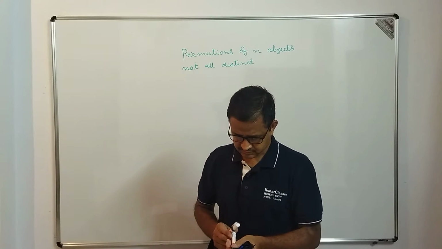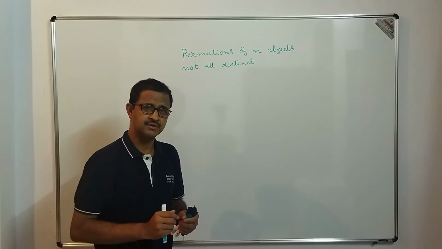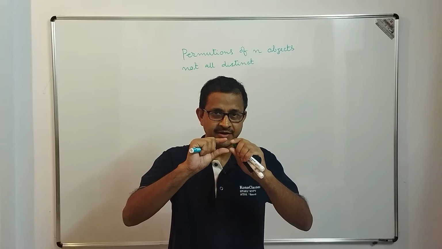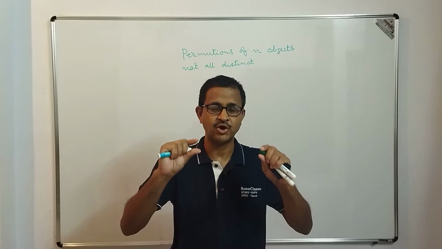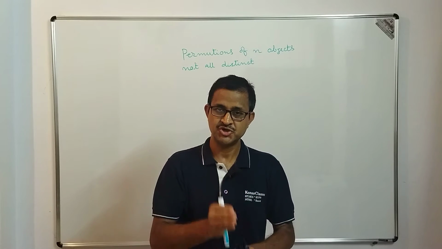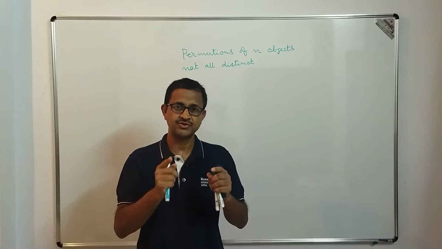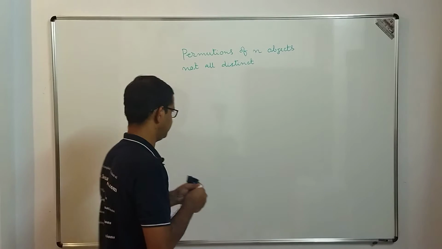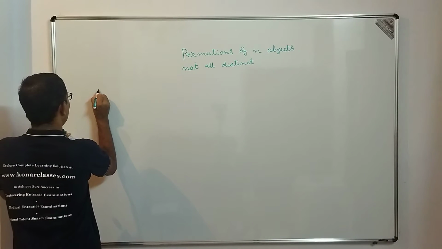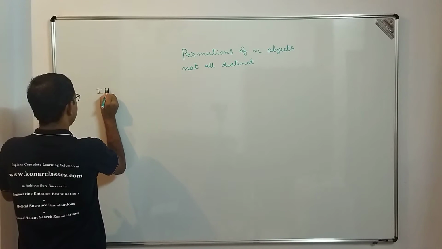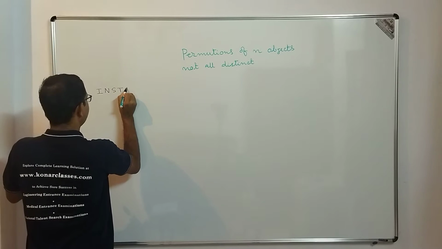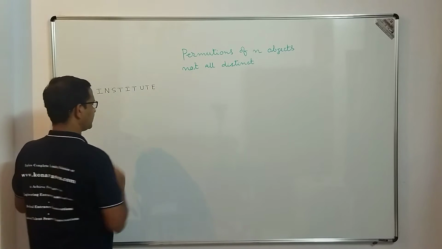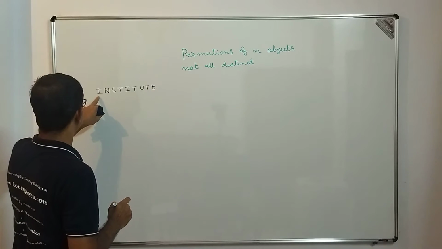So far, whatever we have done, we have assumed that the n objects we are taking are all distinct. Now we are going to take objects that are not necessarily distinct. Let's give an example. Let's consider the word INSTITUTE. Now how many letters are there?